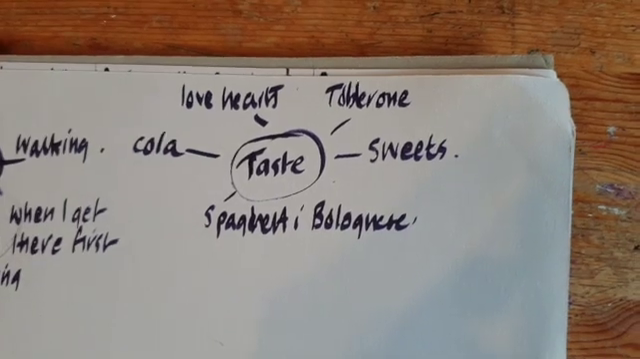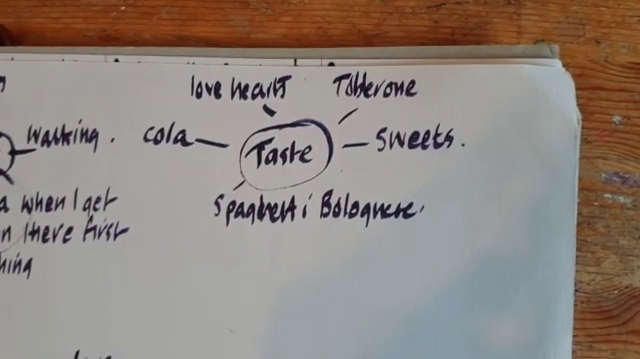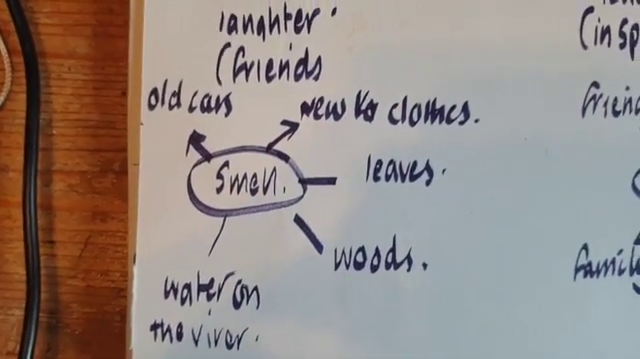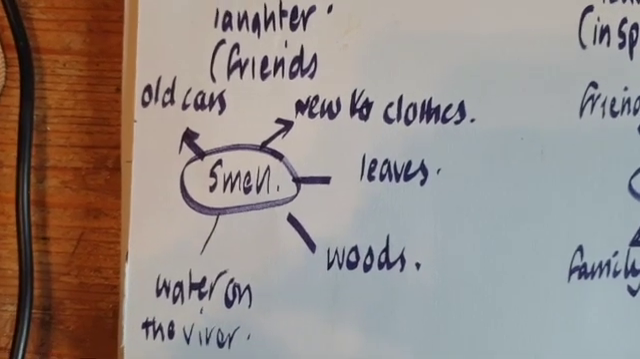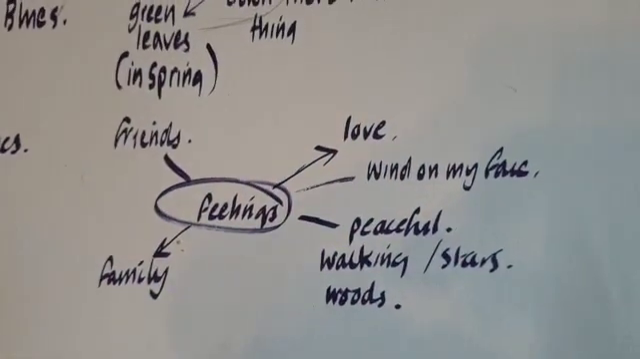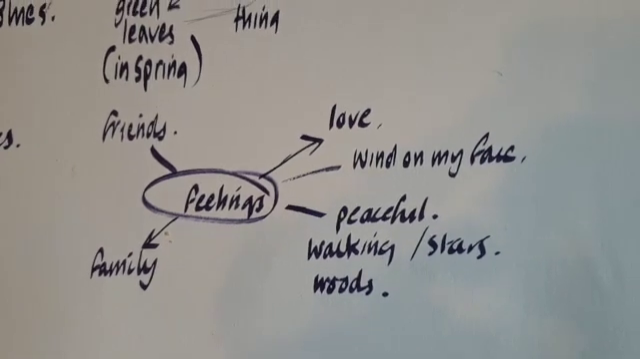So then taste, and I've done the same thing, think about things I like the taste of, sweets, treats, meals I like, Toblerone, spaghetti bolognese. Then smells that I like, so new clothes, old cars I quite like the smell of, leaves again, the woods, water in the river, and feelings lastly. So feelings that I associate with myself that I like.